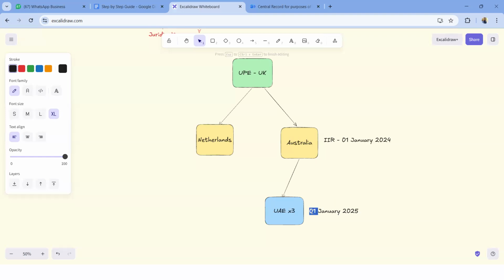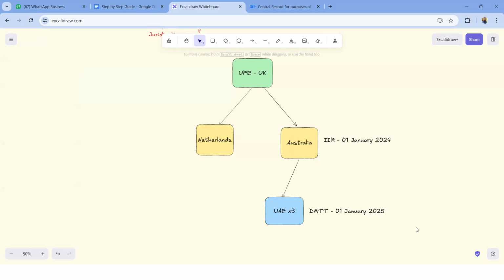And my DMTT or QDMTT, as the case may be, is starting from 1st January. So what will happen from 1st Jan to 31st December? Will there be any QDMTT? Will there be any DMTT?